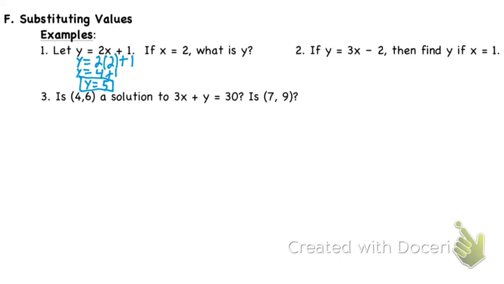Okay, go ahead and try number 2. If y equals 3x minus 2, find y if x is 1. X is equal to 1, it's the same thing. We can substitute them for each other. So I rewrite this equation, and everything stays the same. Instead of 3 multiplying with x, 3 multiplies with 1. So what is 3 times 1? 3. But we still do 3 minus 2 now, so what's 3 minus 2? 1. So if x is 1, y is 1.